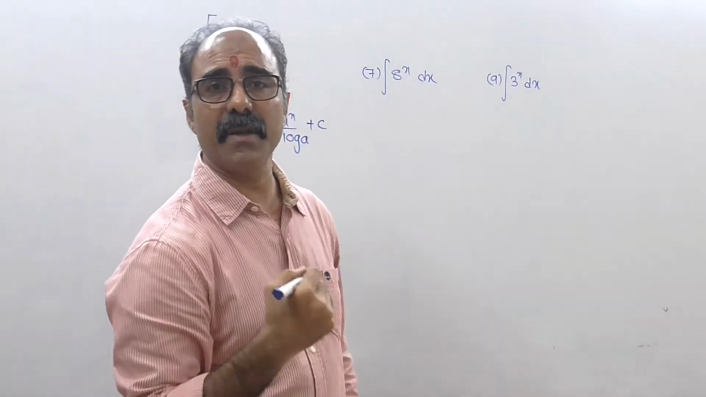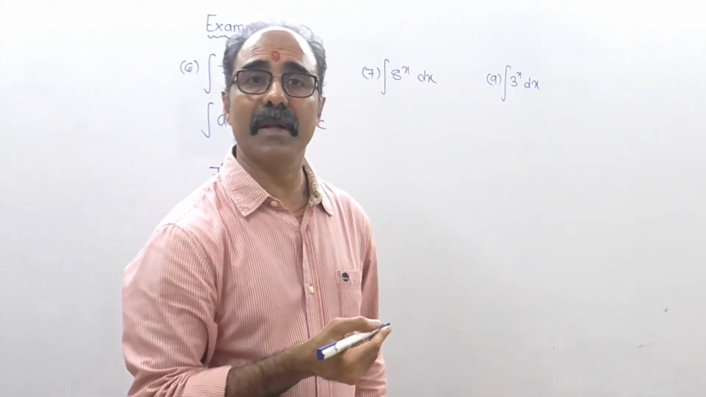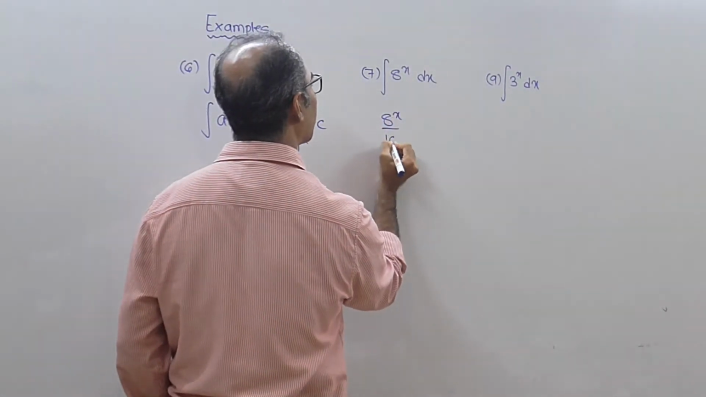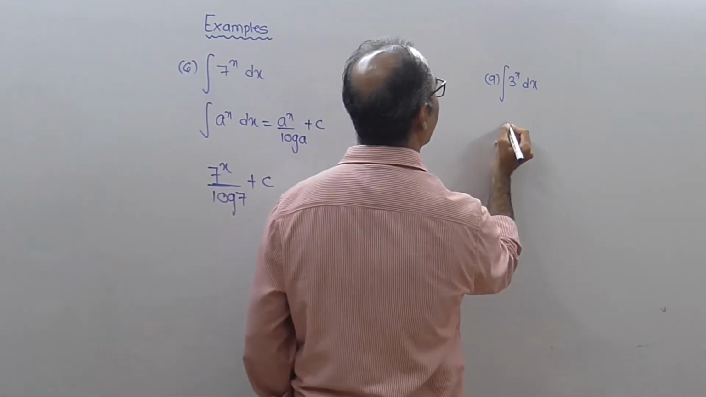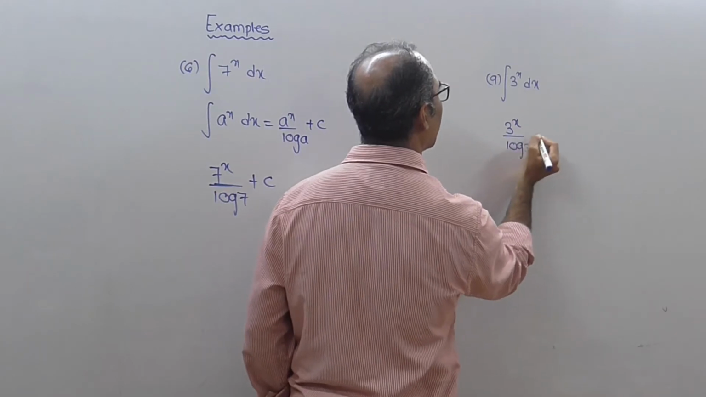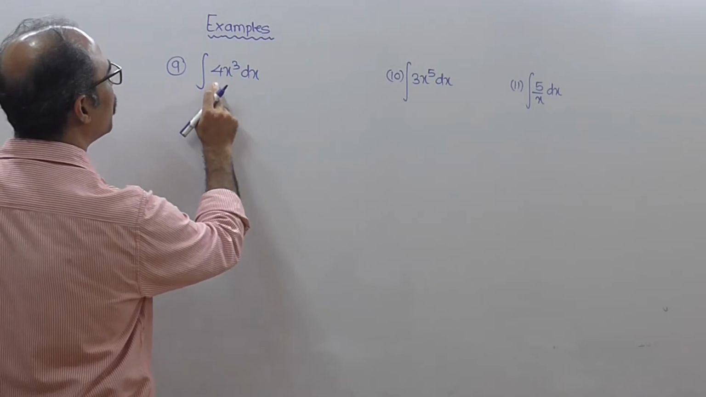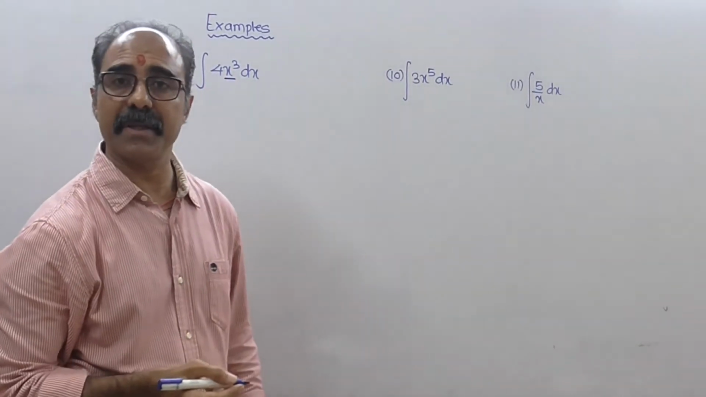Exponential function is basically whenever you have x in the index, those functions are classified as exponential functions. So the answer for this will be 8 raised to x upon log of 8 plus c, and this will be 3 raised to x upon log of 3 plus c. Now integration 4x cube dx. See, x raised to 3 is basically in the form of x raised to n.